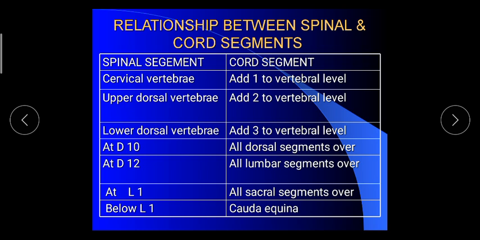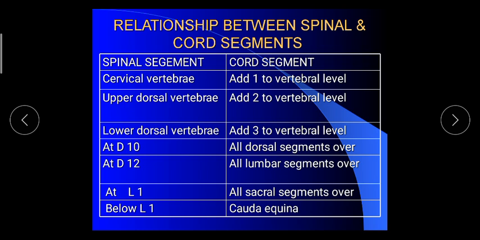Now suppose the L2 vertebra is fractured. What will happen? Will the knee reflex be exaggerated? No, because at the L2 vertebral level there is no spinal cord, only the cauda equina is present. The spinal cord ends at L1. So even if the L2 vertebra is fractured, you don't get an upper motor neuron lesion because the spinal cord ends at L1.